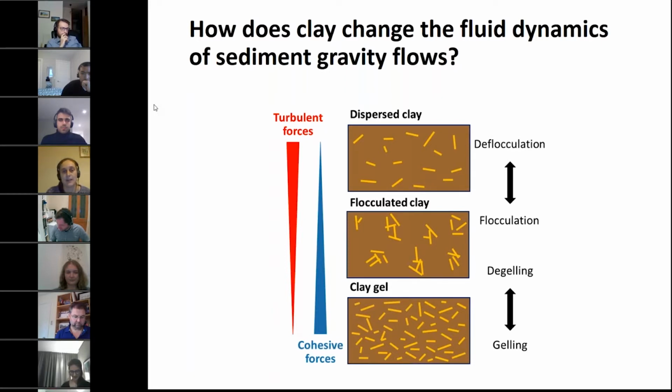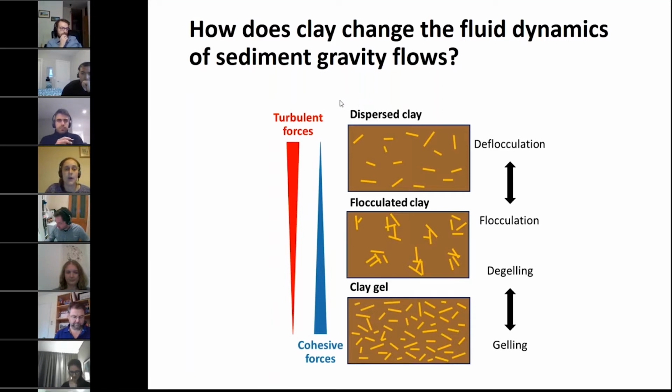So going back to the very basics, clay is fundamentally different to larger non-cohesive particles because it has a surface charge when suspended in water. And this means that electrostatic forces of attraction can occur between clay particles, and this can cause clay minerals to flocculate and gel, and this can start to change the fluid dynamics of sediment gravity flows. And that's what I've tried to show in this diagram here.